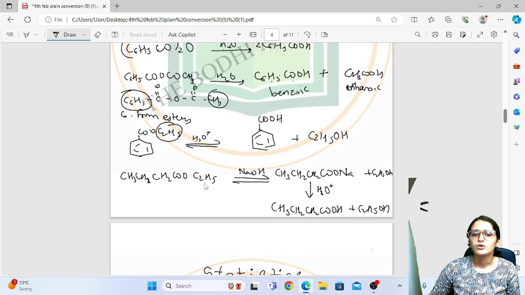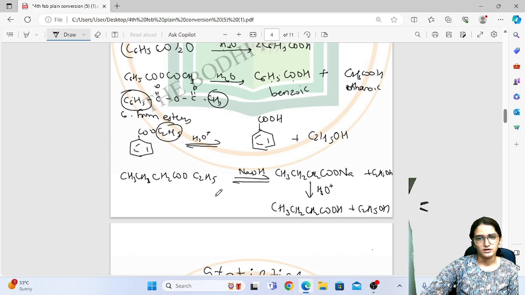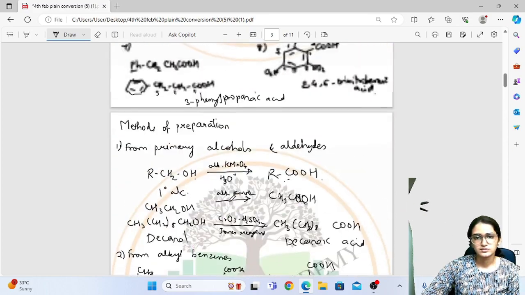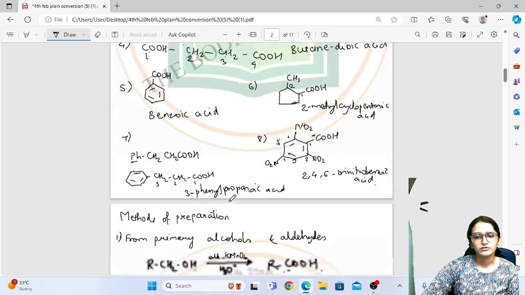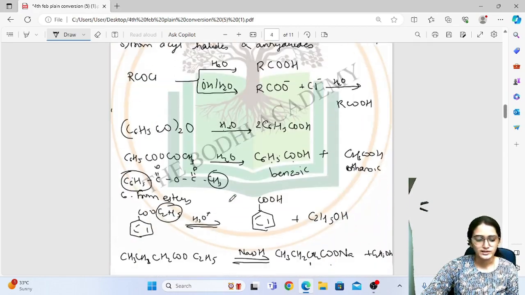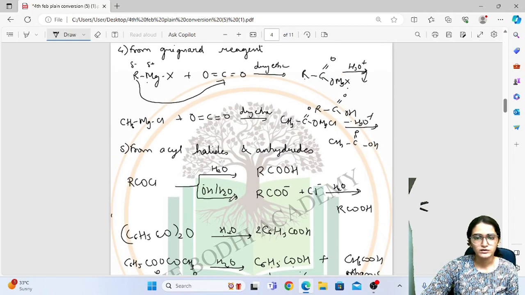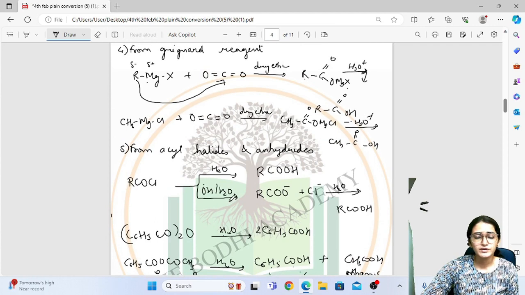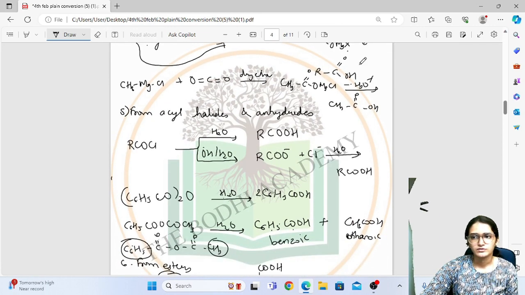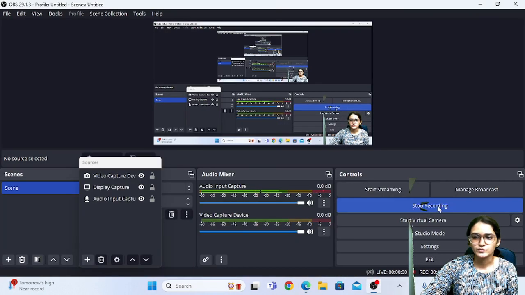So if you are using base, then this is the method to prepare the carboxylic acid. These are all the methods to prepare carboxylic acids, and the nomenclature of carboxylic acids. In the next part we will be talking about the physical properties and the chemical properties of carboxylic acids. So with this I finish this video. We will meet in the next video. Thank you.